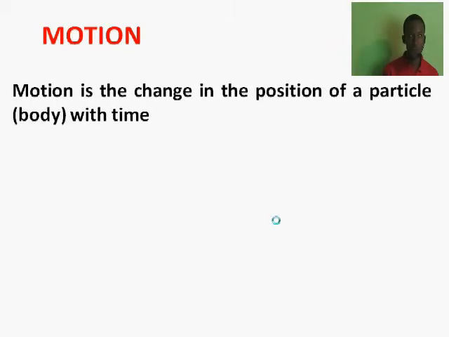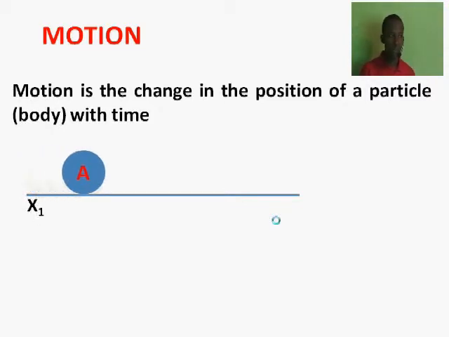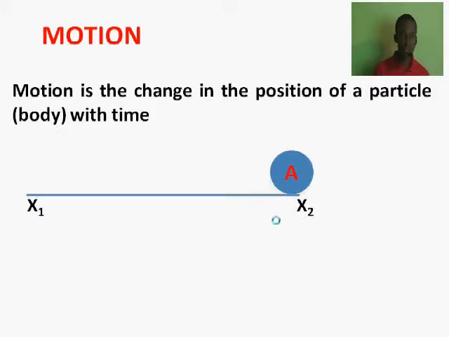Motion. What is motion? We define motion in physics as the change in the position of a body or a particle with time. Take, for example, we have the body A that is meant to undergo motion. From its initial position x1, it moves, and on reaching its final position labeled s2, we find out that the distance covered between s1 and s2 is 5 centimeters.